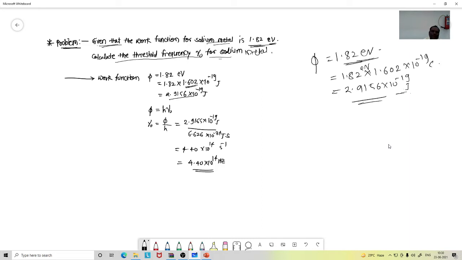Therefore we know that phi is equal to h nu zero. Nu zero is the threshold frequency. Therefore from this equation phi is equal to h nu zero, nu zero is equal to phi upon h. H is the Planck's constant. Again, the value of the work function is in joule, and joule is the SI unit. Therefore we have to take the Planck's constant value also in the SI unit.